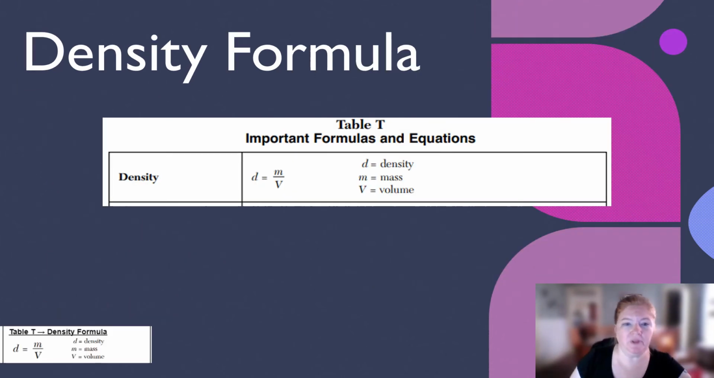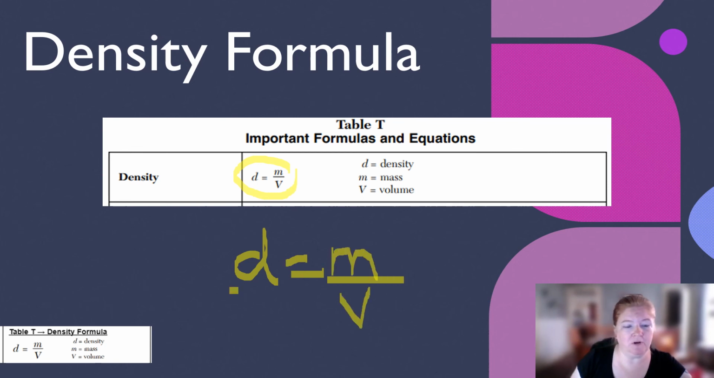This is the formula for density. It is on Table T. You don't memorize it, okay? It's mass over volume. Here's my one suggestion, and we will go over this in class. When you are solving for this, you're going to put density over 1. You're going to plug in the numbers you know, and then cross multiply to solve. Always. Just do it that way.